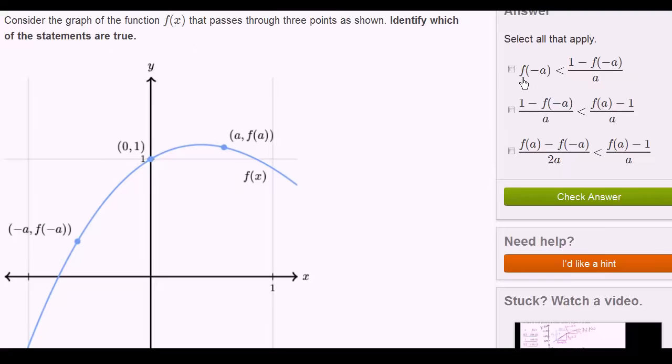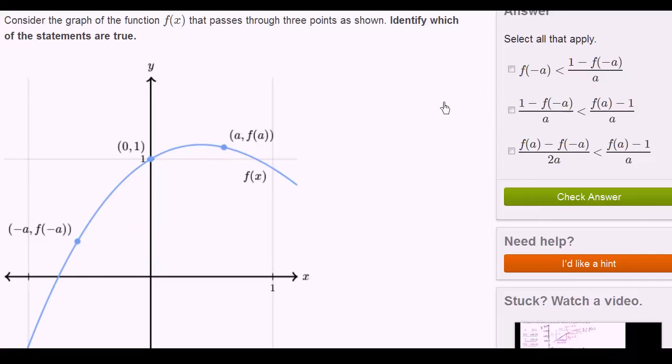Let's see, this first one says f of negative a is less than 1 minus f of negative a over a. So this seems like some type of bizarre statement. How are we able to figure out whether this is true from this right over here? So let's just go piece by piece and see if something starts to make sense.